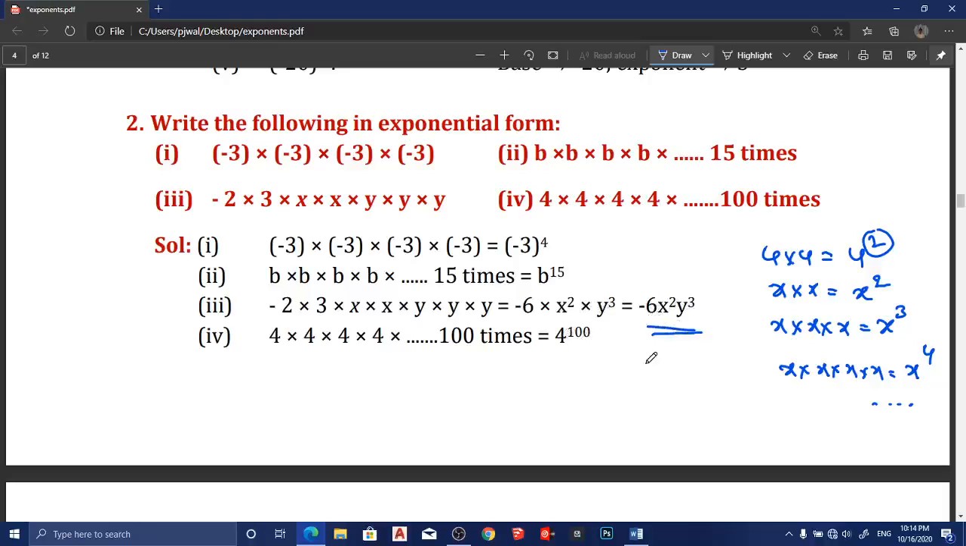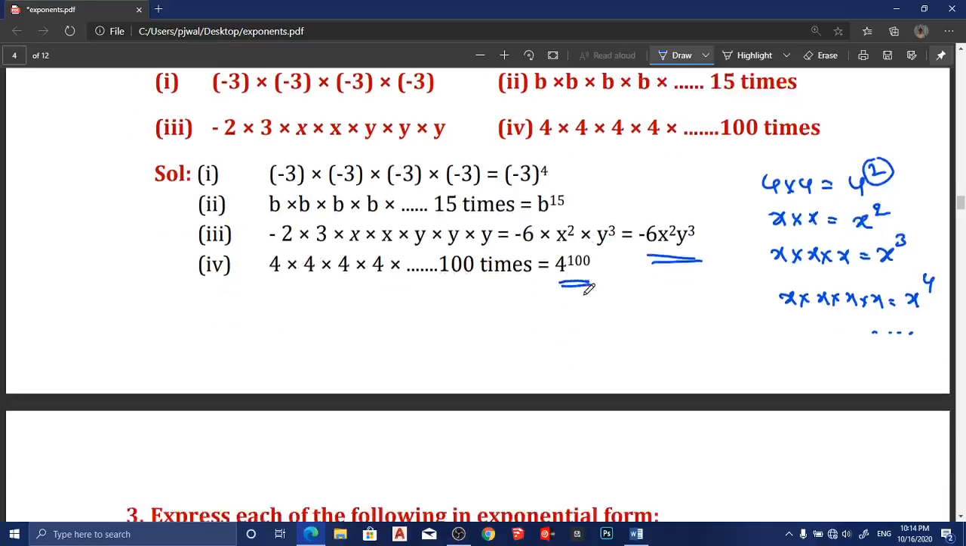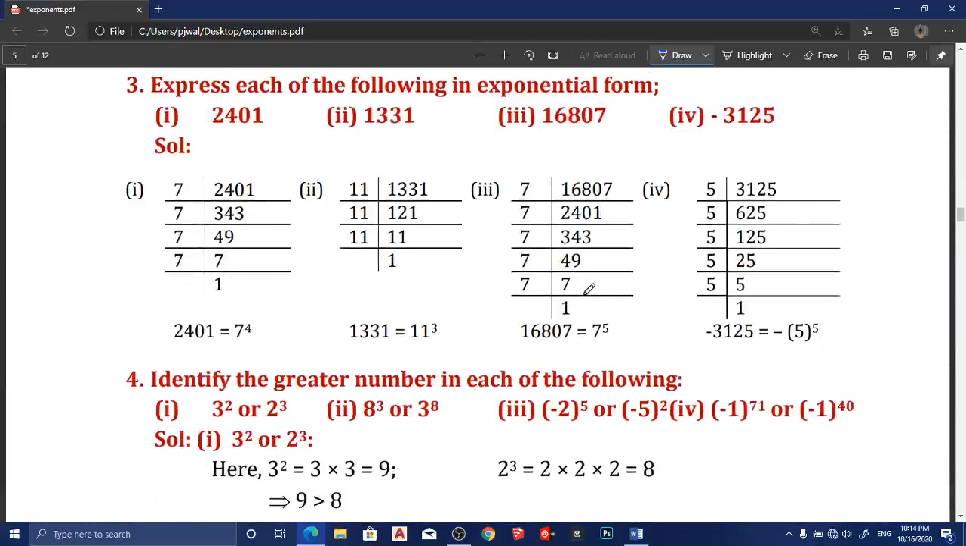This is in the form of an algebraic expression. You know how to write algebraic expressions. Now here 4 you are multiplying 100 times, means 4 raised to the power of 100. So this is the writing of exponential form. Next.